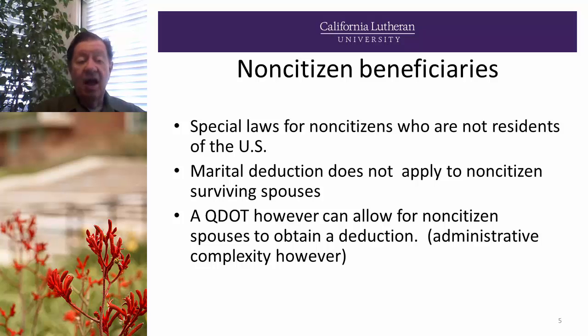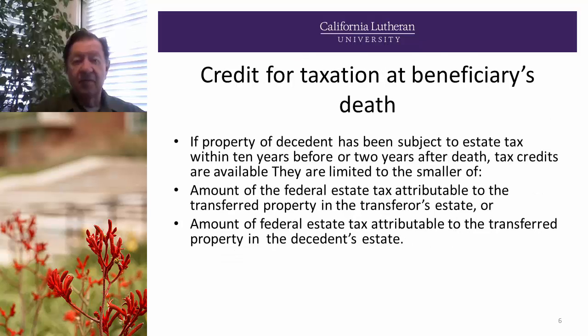A QDOT, which is a Qualified Domestic Trust, however, can allow for non-citizen spouses to obtain a deduction. It is administratively complex. However, if we're talking about a substantial amount of money, it's worth it, obviously. And what it does, it basically says that wherever the surviving spouse goes in the world, they're still going to be subject to taxation. And the way they control it is by having the trustee be an American citizen who the government has control over.